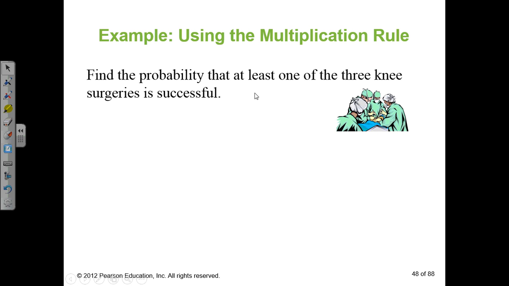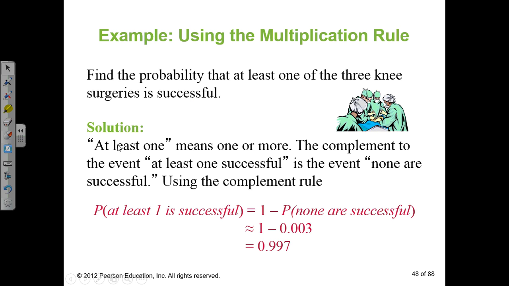Now find the probability that at least one of the knee surgeries is successful. It is a little more complex than it really looks when you first read this very simple sentence. It is easier to realize that at least one means 1 or 2 or 3 of them were successful. The complement of that is 1 minus the probability that none are successful. We saw in the example before that the probability that none were successful was 0.003. 1 minus 0.003 is 0.997.